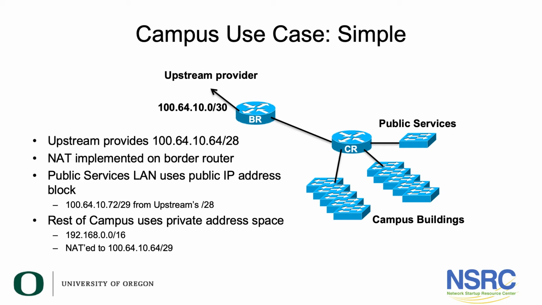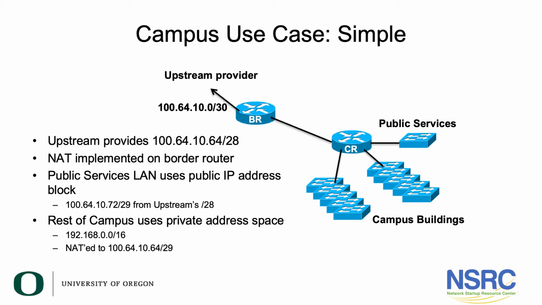So you have a border router in the diagram and you have a core router, and then you have a link to a switch which has the servers, which have your public services, as well as the links to the switches in the different campus buildings. So you will implement NAT, NAPT on the border router.